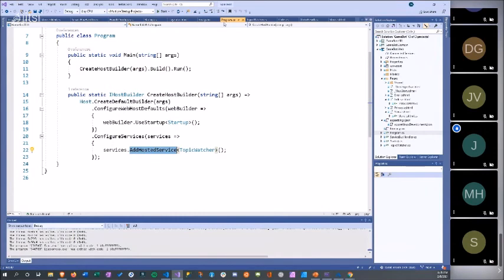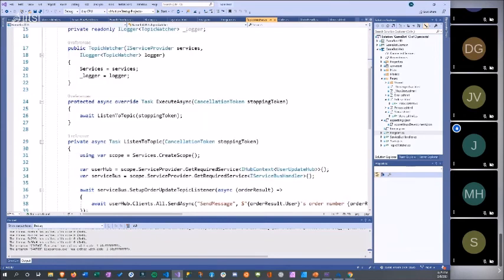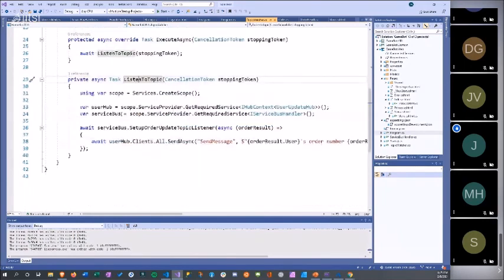So in Program CS here, we add a service. We add this topic watcher service to it, and this is a background service and inherits some things. And then the one task it overrides is this execute async task. And so we send it over here to this listen topic.